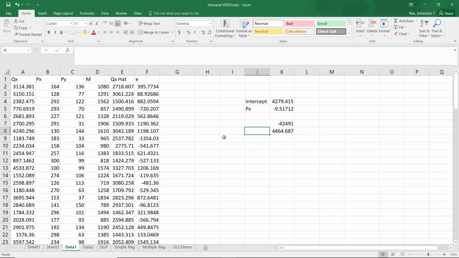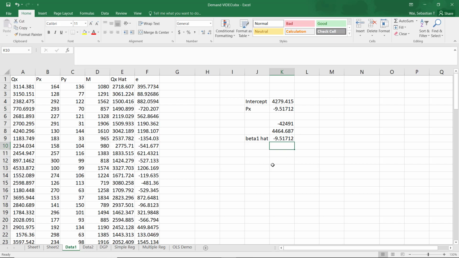Now that we've calculated both the sample covariance and the variance, we are ready to calculate beta 1 hat, which is the covariance divided by the variance. And we can see that that matches up perfectly with the answer that Excel gave us.